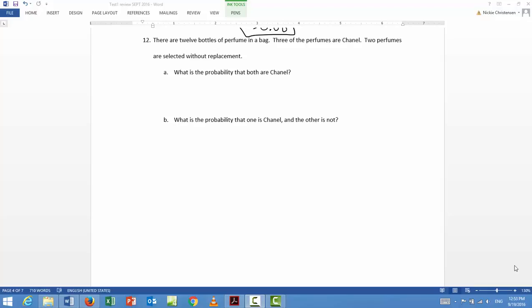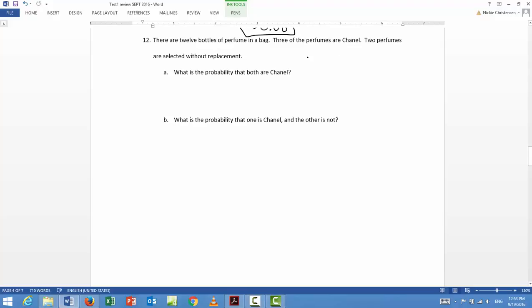Okay, now we're on to question 12 on the exam 1 review sheet. Question 12 is about bottles of perfume in a bag. There are 12 bottles of perfume in a bag. 3 of the perfumes are Chanel. So we have 12 bottles of perfume and 3 of the perfumes are Chanel.